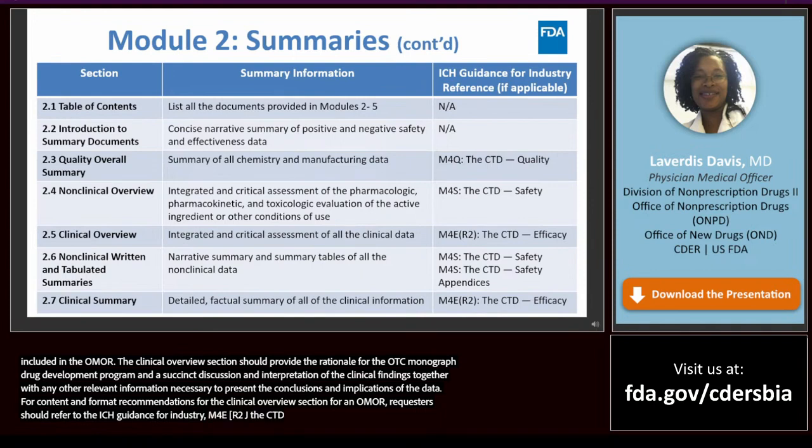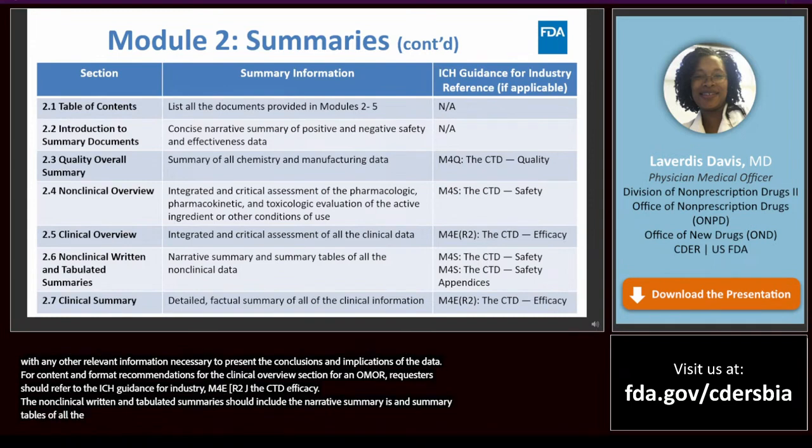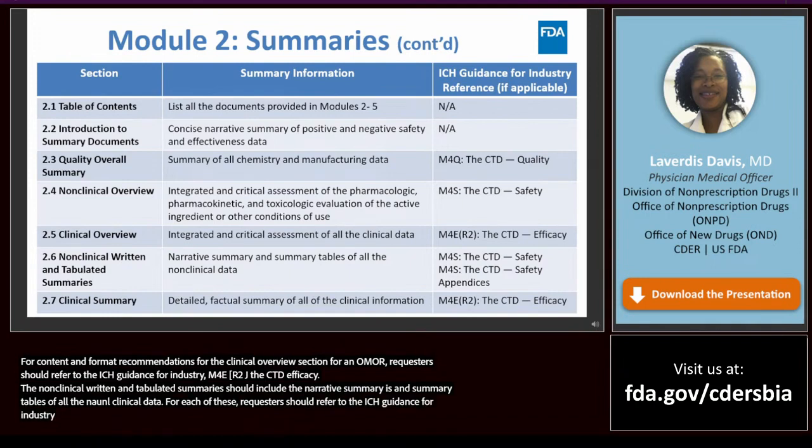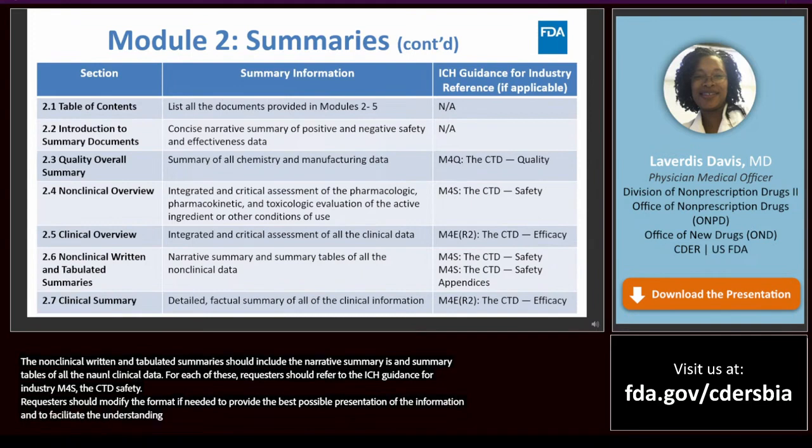The non-clinical written summaries should include a narrative summary of all the non-clinical data included in the submission. For recommendations on the content for each non-clinical written summary, requesters should refer to the ICH Guidance for Industry, M4S, the CTD Safety. Requesters should modify the format if needed to provide the best possible presentation of the information and to facilitate the understanding and evaluation of the results.